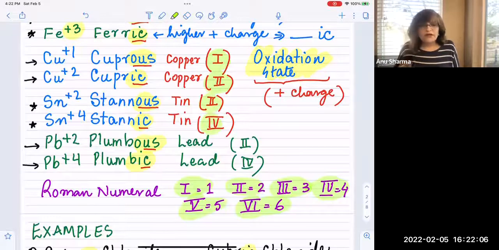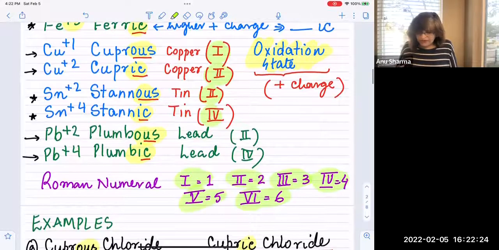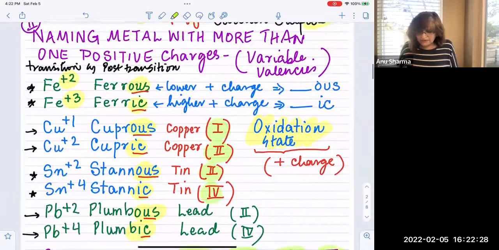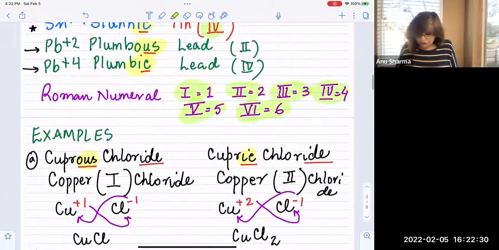So copper in a bracket. So another way of writing cuprous would be copper, brackets, I or 1. Cupric, copper, brackets, 2 I's and brackets closed. Stannous is tin, 2 I's. Okay, like that. So that's one way of writing, 2 ways of writing these elements, the names of the elements which form more than one positive charge.